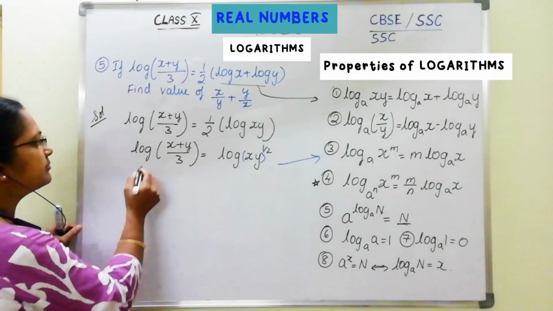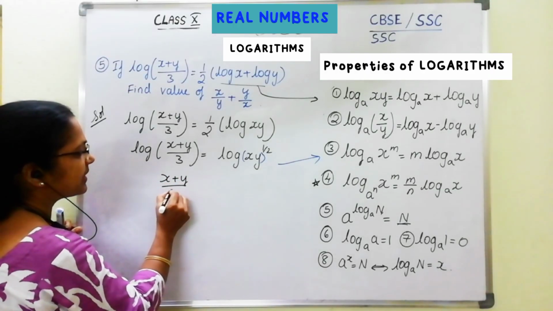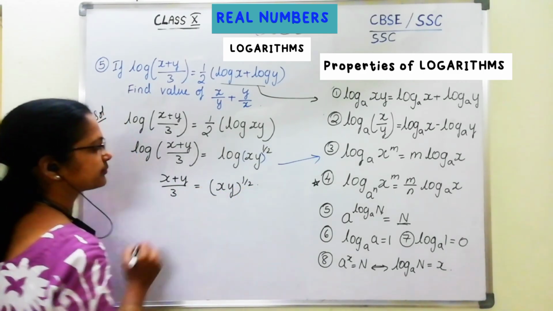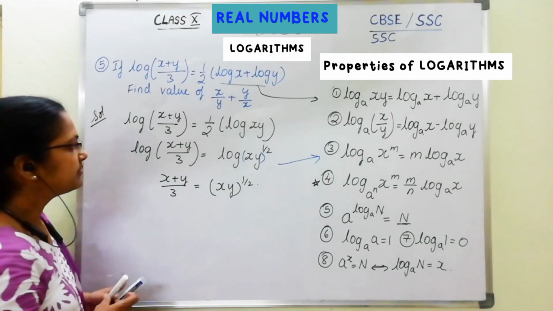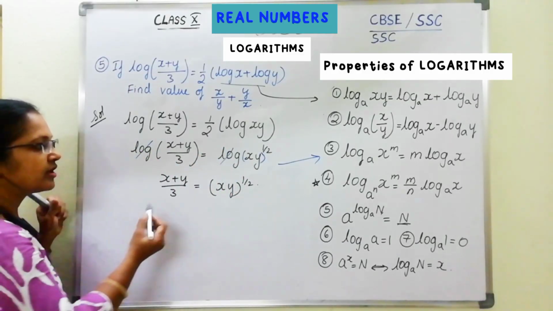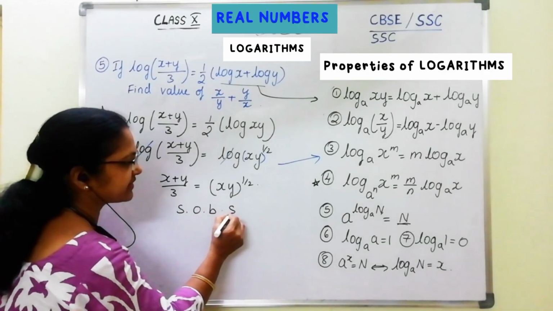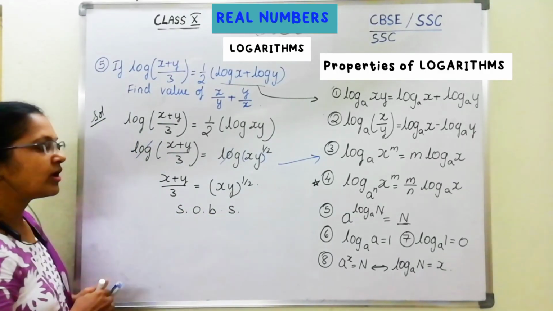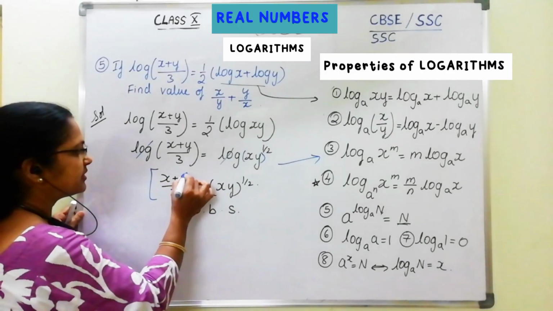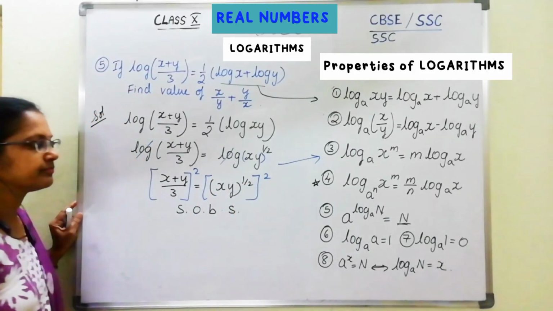Now next, remove log from both the sides. We will be left over with (x plus y) by 3 is equal to (xy) whole power 1 by 2. Observe it carefully, we just applied anti-log, removed logs. Now squaring on both the sides. This will be whole square here and whole square here.